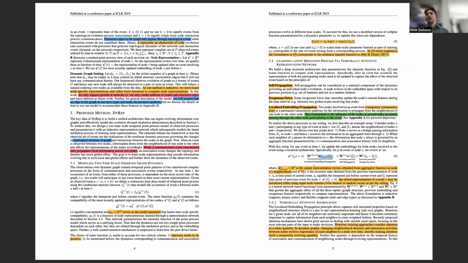So they say it over here: the function H, which is your localized embedding propagation, is the output representation vector obtained from an aggregator function on nodes U in the neighborhood of the node.